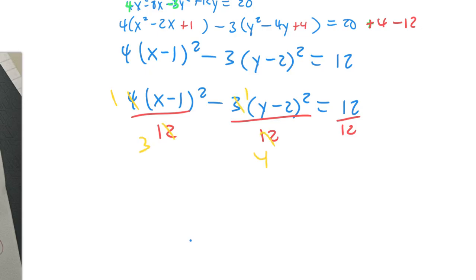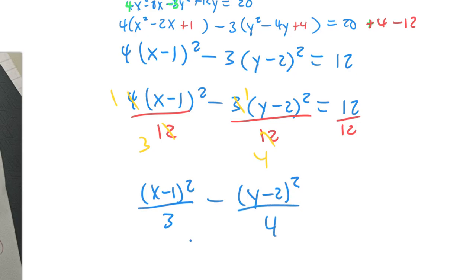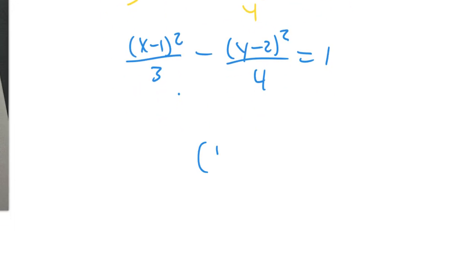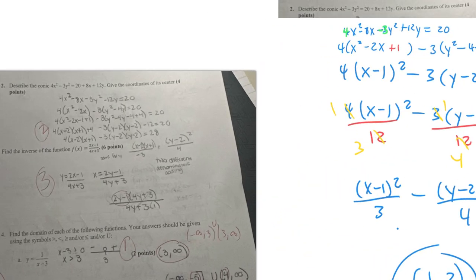Next thing you know, we have (x minus 1) squared over 3 minus (y minus 2) squared over 4, and that equals 1. And then the center is (1, 2). So that should be the answer.